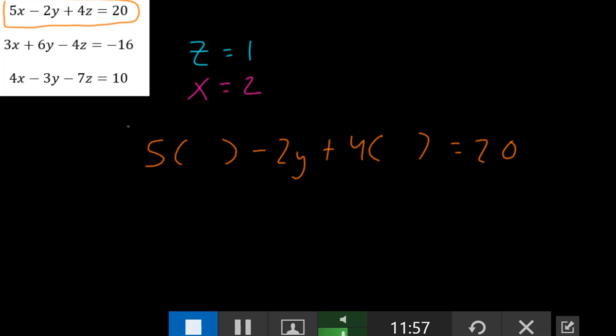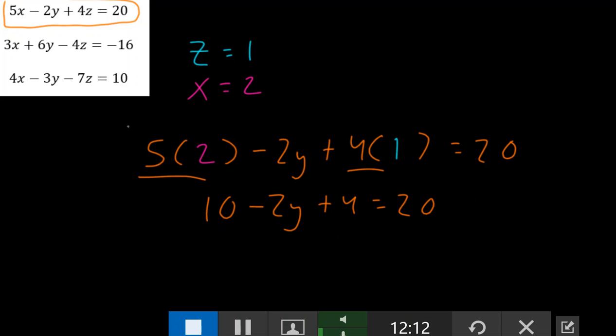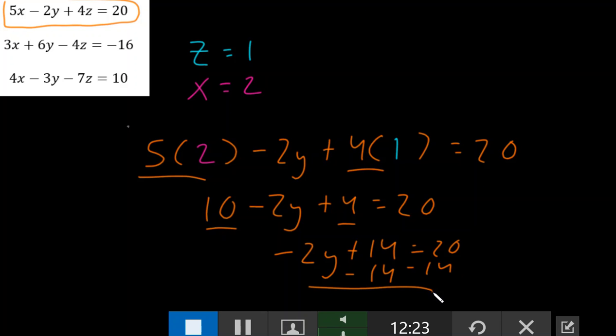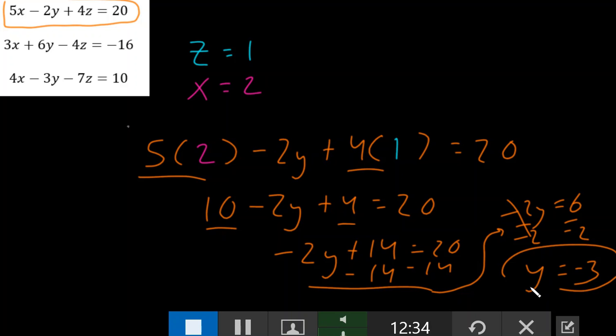Okay, and so we'll plug in our z value of 1, we'll plug in our x value of 2, and now we can begin solving this. I know that 5 times 2 is 10 minus 2y, 4 times 1 is 4, is equal to 20. And from here, I know that 10 and 4 combine to be negative 2y plus 14 is equal to 20. Y'all all know how to solve it from here. We subtract 14 from both sides. I've got negative 2y is equal to 20 minus 14, which is 6. I divide both sides by negative 2, and I get y is equal to negative 3.